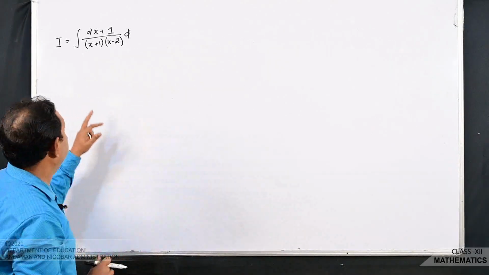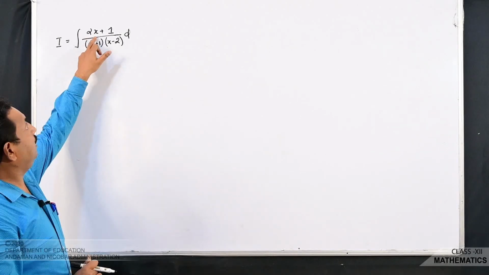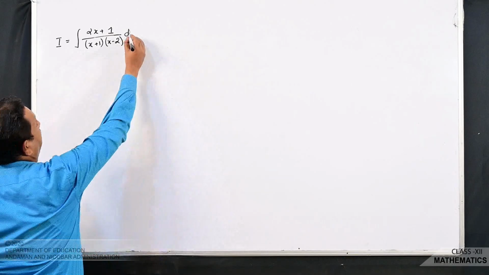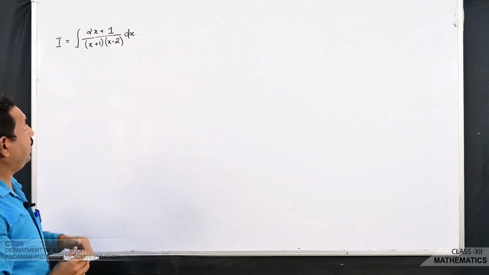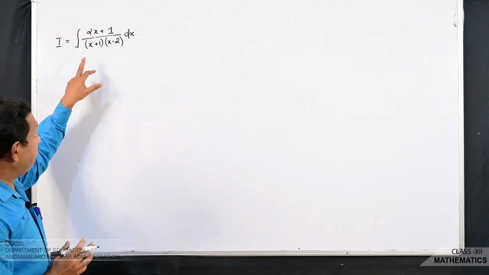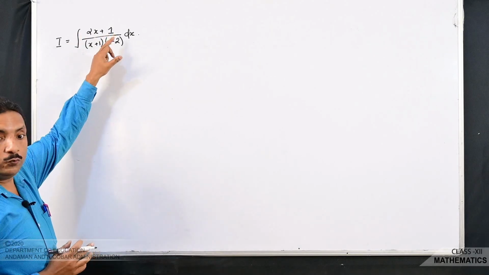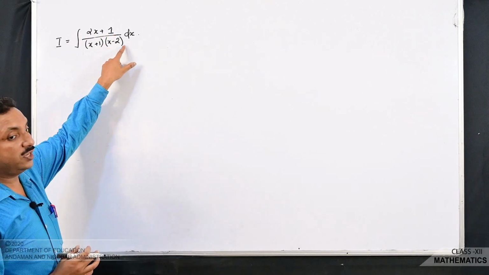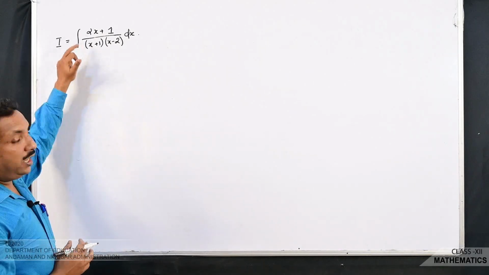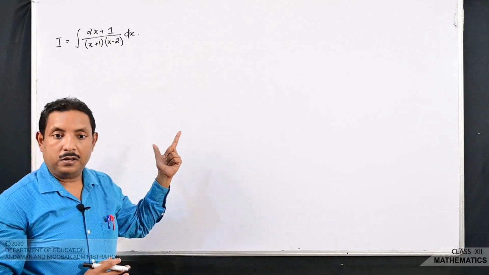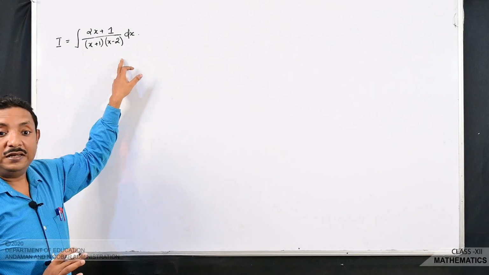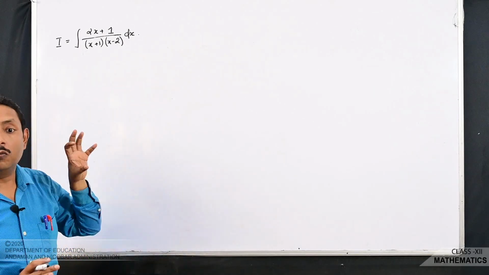Now let us see this problem. This is integration of (2x plus 1) upon (x plus 1) into (x minus 2) dx. Okay. Now first of all, is it given in proper or improper form? It is given in proper form, because you have linear in the numerator and (x plus 1) into (x minus 2), that means quadratic, in the denominator. So linear by quadratic means it is proper and there is no need to make it anything. Simply we check which form it comes under.